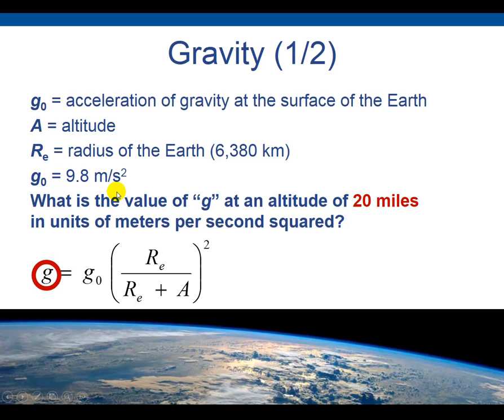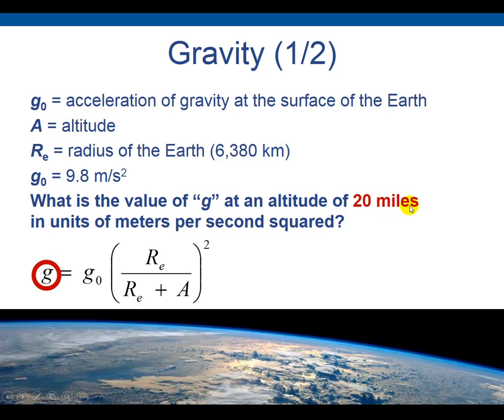Let's look at the question about gravity. The question is, what is the value of gravity at an altitude of 20 miles away from the Earth? Here we have all the values. G0 is 9.8 meters per second squared. RE is the radius of the Earth, 6,380 kilometers. And what we know is the altitude, but in miles.